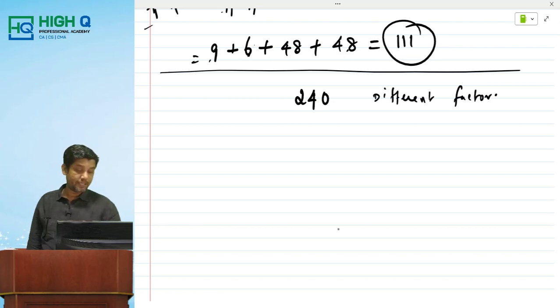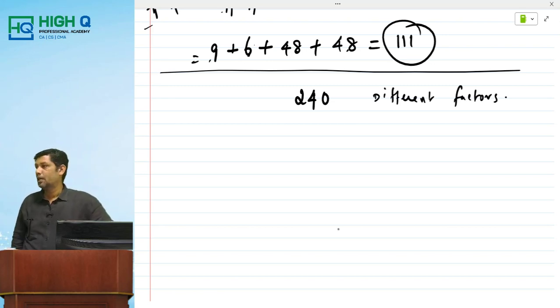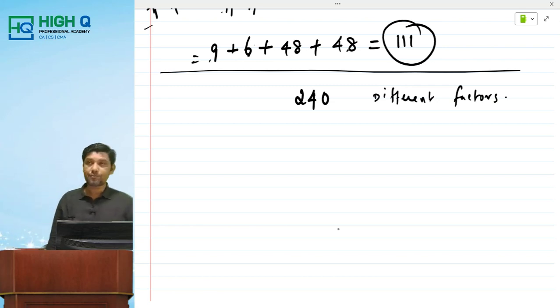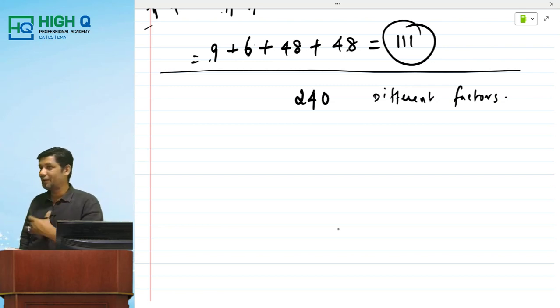I have got one best hack, which I don't know how many of them are following in the classes, but I follow this. It's a super duper hack. 240. But before that, I would like to explain what is meant by different factors.